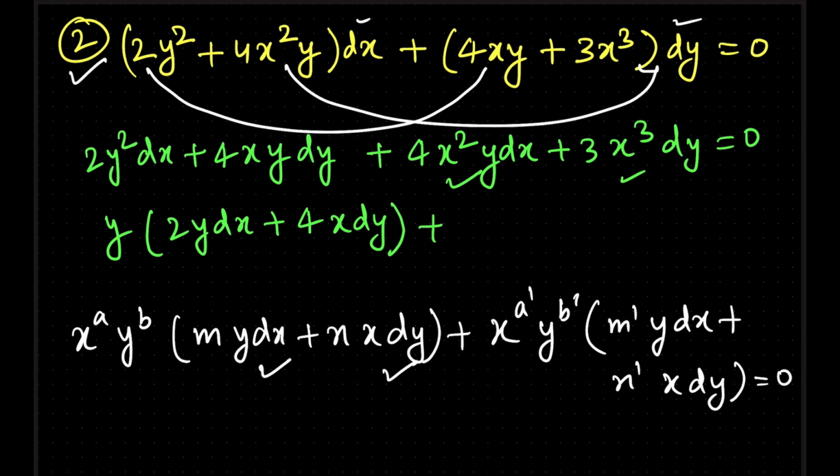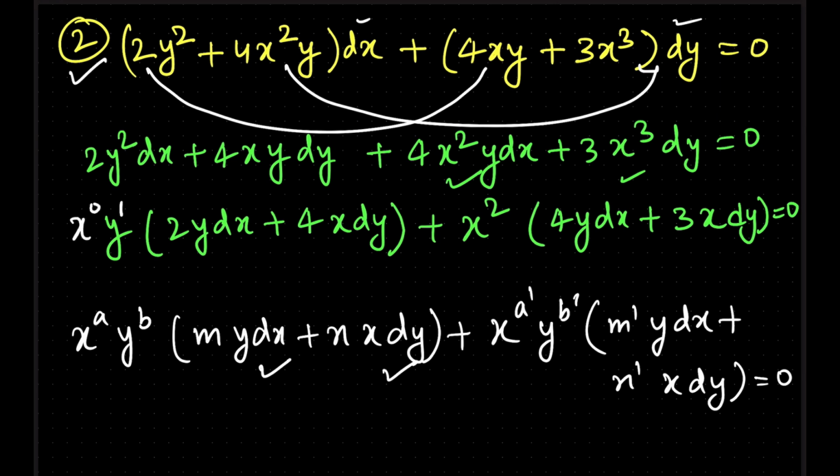Then here you can take common as in these two terms x square. So let's take x square as common. So you will be left with 4y dx plus 3x dy equal to 0. So here you can see that here y to the power is 1, so x to the power will be 0. And here x to the power is 2, so y to the power is 0 because it is 1.